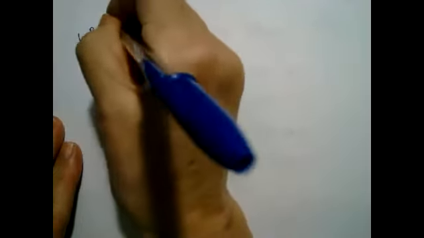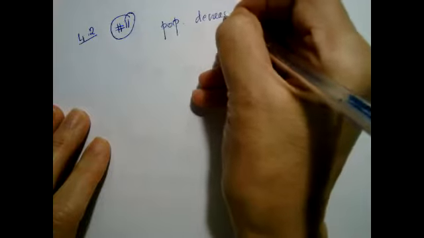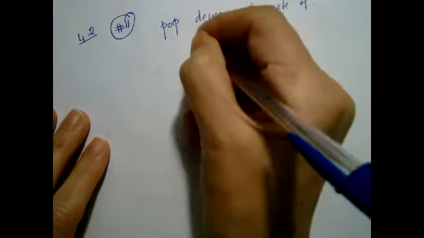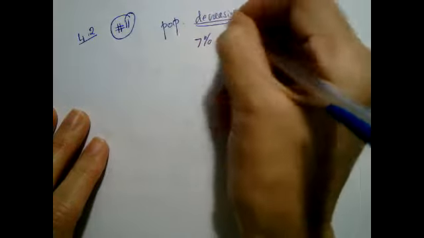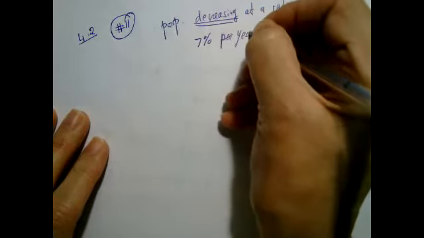So I'm going to do number 11, Section 4.2. Number 11. Let's see what it is about. The population of a town is decreasing at a rate of 7% per year. So it's decreasing at the rate of 7% per year.